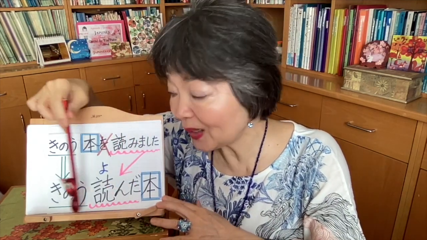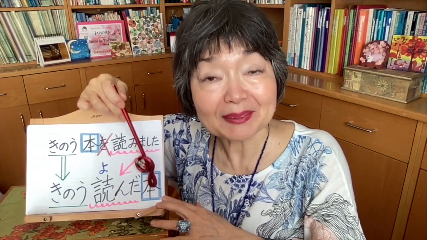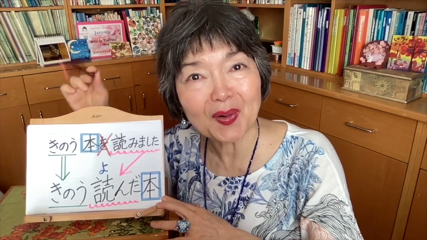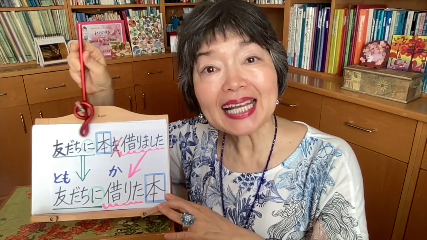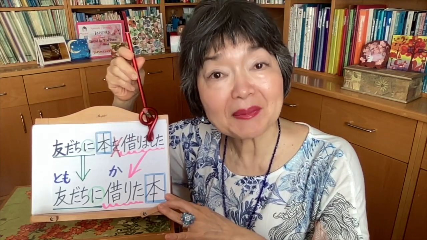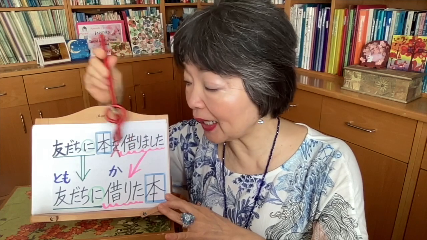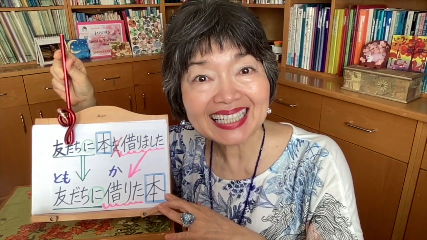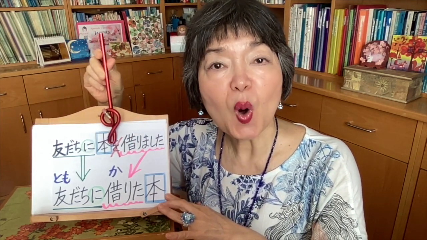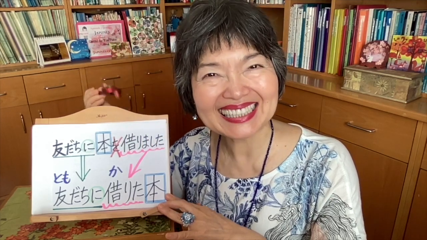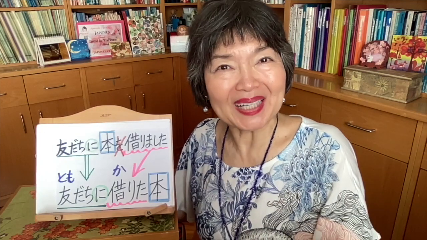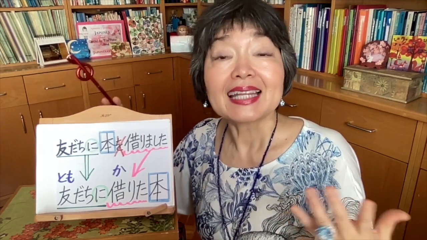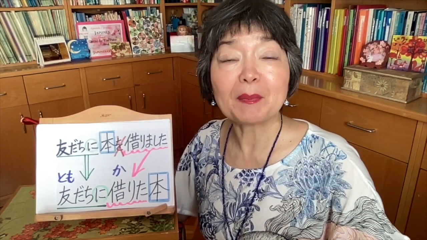And all the decoration words must be just before. So, 昨日読んだ本. The next example. 友達に本を借りました. I borrowed a book from a friend. First, we must know which is the noun that I want to decorate. In this case, 本. It means the book that I borrowed from my friend.